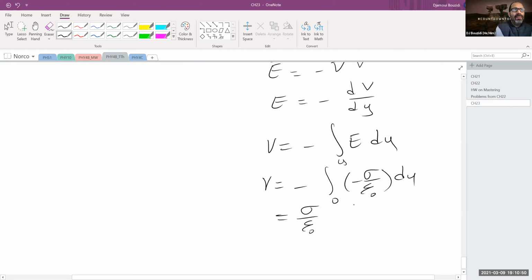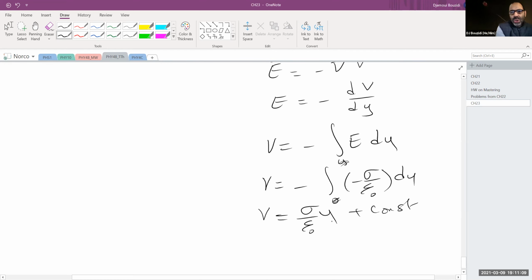And the integral over sigma, actually, this doesn't make sense. This is the entire derivative, so I don't care about these boundaries right now. So it's sigma over epsilon naught times y plus a constant. So this is the potential. It's very simple. The negative cancels the negative, and it's positive.